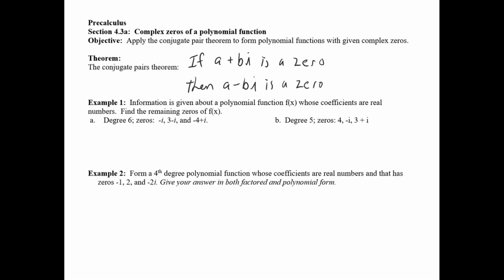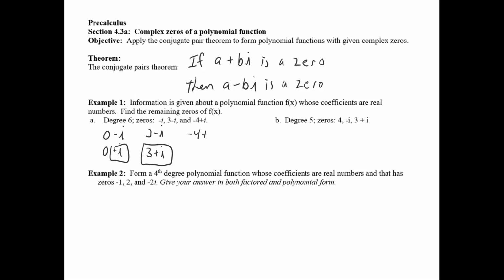And so we're just going to use the conjugate pair theorem to see what the pairs would be. So this negative i is like saying 0 minus i is a zero. And so therefore 0 plus i will be a zero, or we can just say i. All right? Then we have 3 minus i is a zero, so it follows that 3 plus i will be a zero. That's all the conjugate pair theorem says.